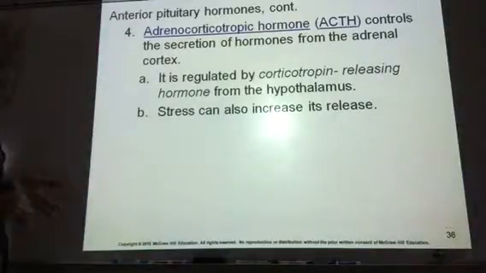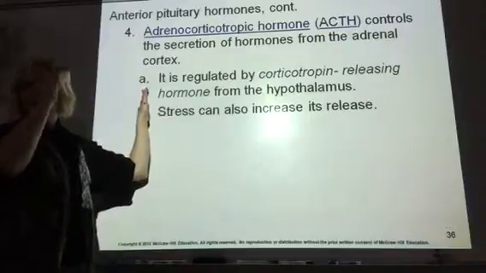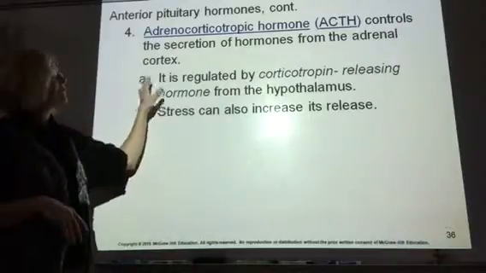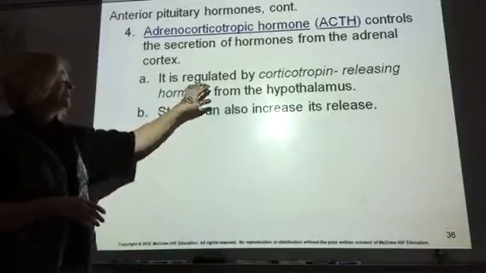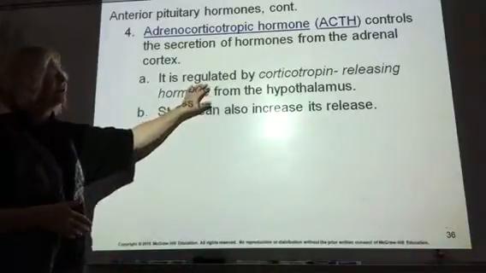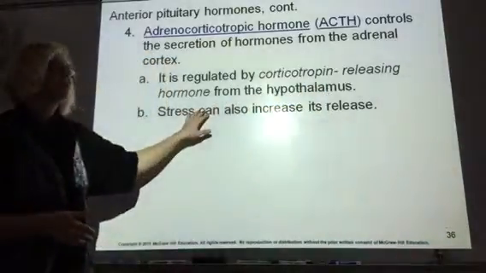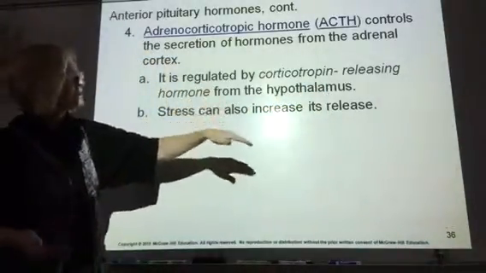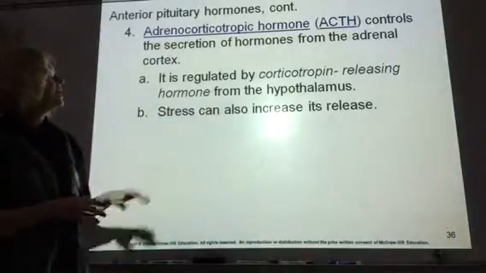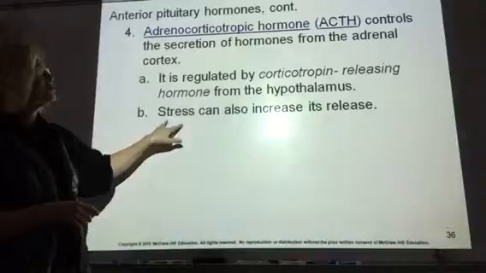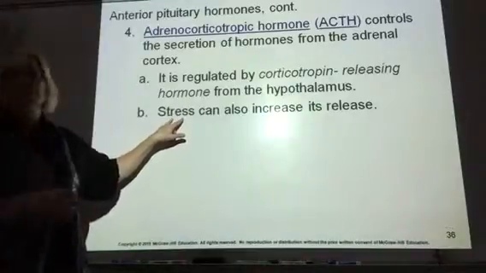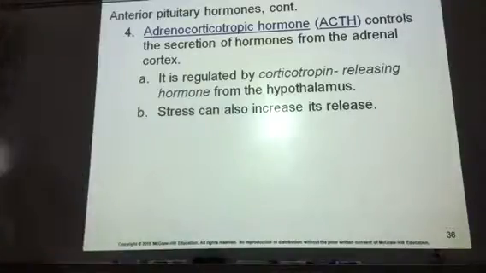Adrenocorticotropic hormone, ACTH, controls the secretion from your adrenal cortex. So that's where the adrenal comes from. The worksheet that I had sent out with all of your lists of hormones and what they affect, this one is on there. Here again, everything is going to be regulated by the releasing hormone. So corticotropin releasing hormone is what's going to regulate it. The other thing that can stimulate this is too much stress. So stress in your life can increase the release of this adrenocorticotropic hormone.